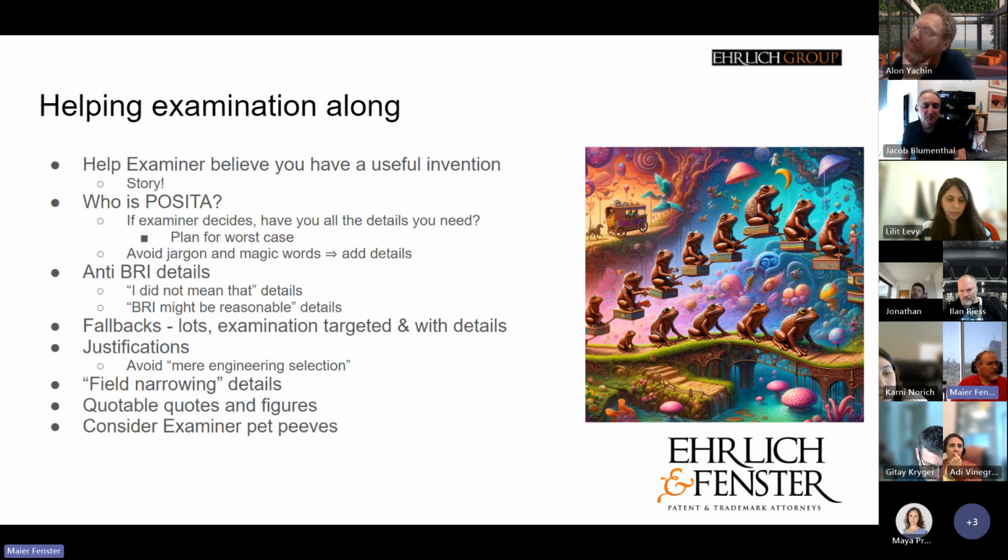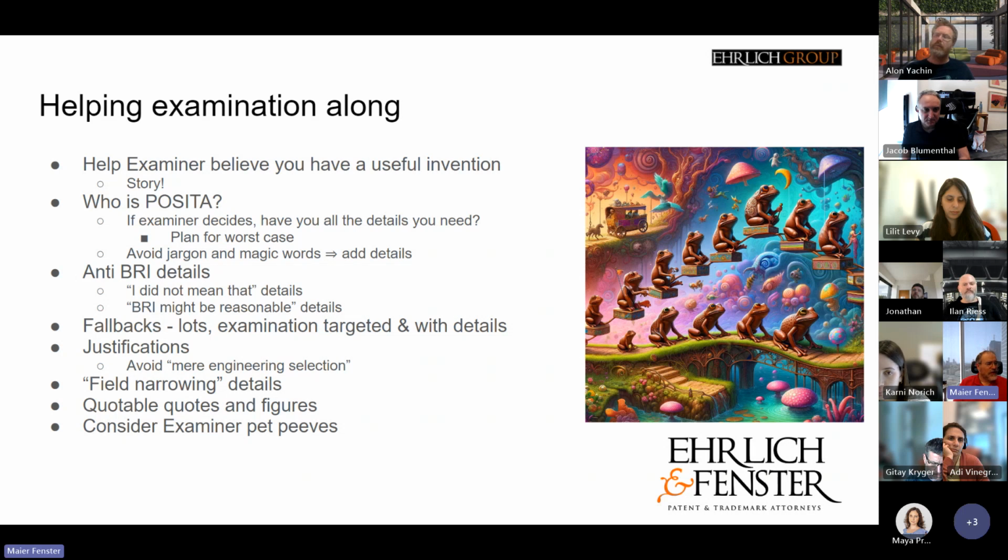Okay, forget about all of that. Let's talk about the examination process. Some of the details we put in the application have to do with the examining process itself. I hope a lot of you agree that if the examiner believes that you have a useful invention, the examiner is more likely to give you a patent, or at the very least make useful suggestions. But why should the examiner believe that? You're just showing him a picture of a chocolate frog.